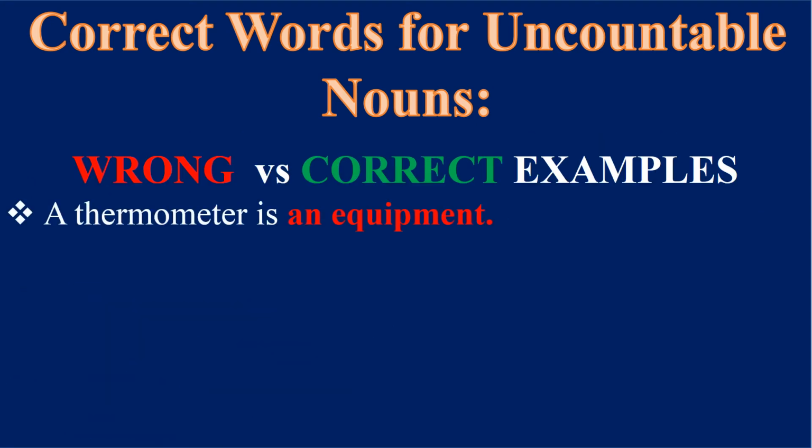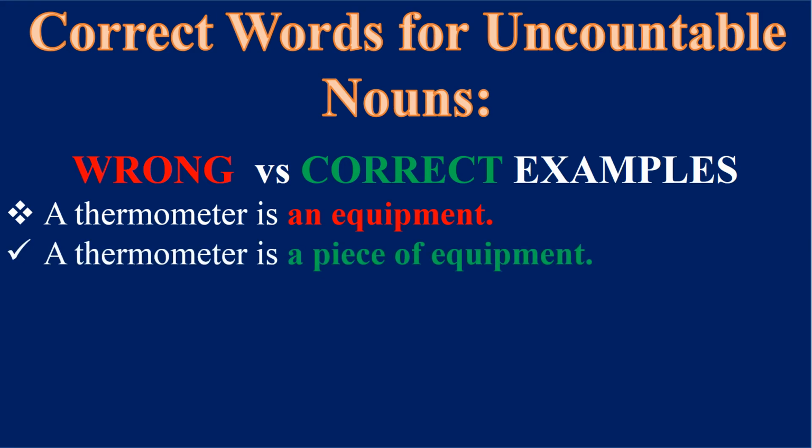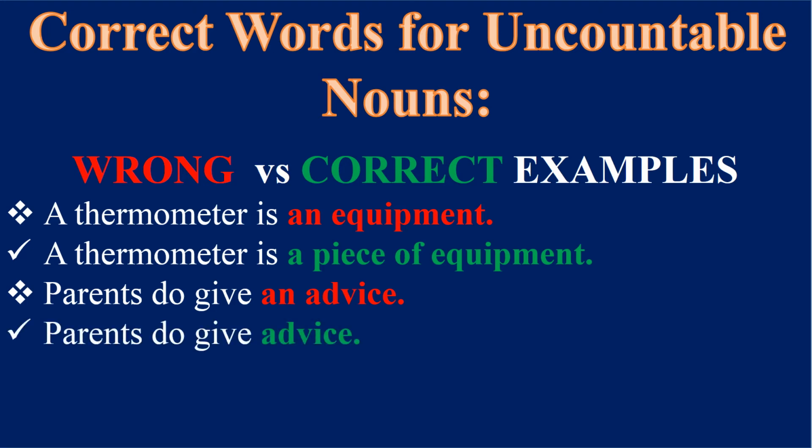A thermometer is an equipment. Equipment is uncountable, so this is wrong. You use a thermometer is a piece of equipment. Parents do give an advice is wrong. You use parents do give advice.